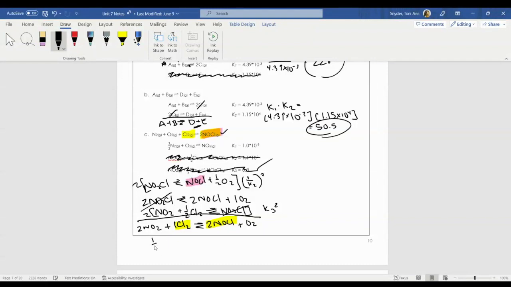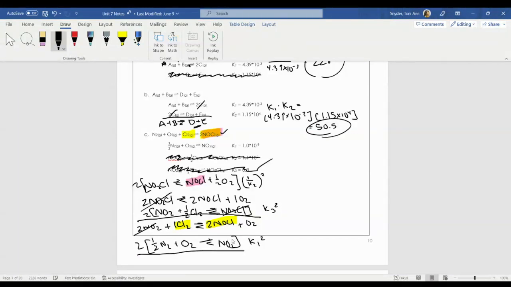So I'm going to rewrite this equation: 1/2 N2 plus O2 is in equilibrium with NO2. The only thing is I have 2 NO2s on this side. So I got to multiply this whole reaction by 2. What does that do to my value of K? My K1, I have to square this one as well. So let's go ahead and see if we get this final equation at this point.